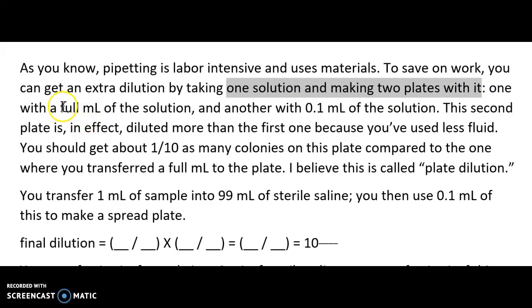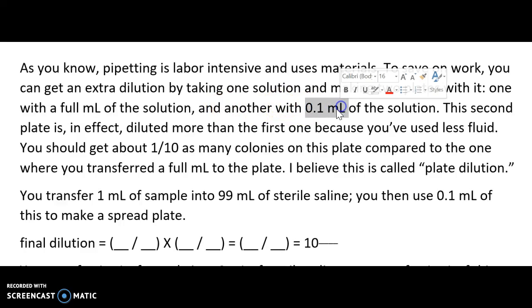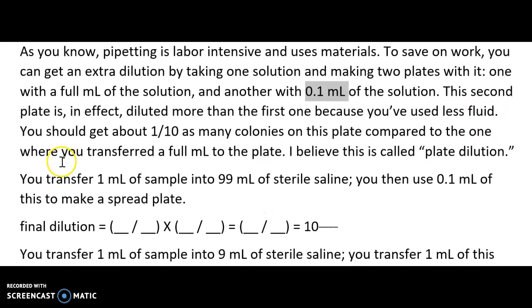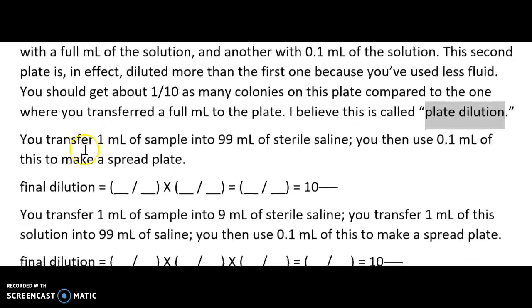You take a solution that you've prepared and you make 2 different plates with it. One of them has 1 full ml of that solution. You make the spread plate that way. But the other one has 1/10 of that amount, 1/10 of a ml. The second plate is diluted more than the first one because you just used less of the solution. And you should get about 1/10 as many colonies on that plate compared to the one where you used a full ml. I think that the term for this is plate dilution.